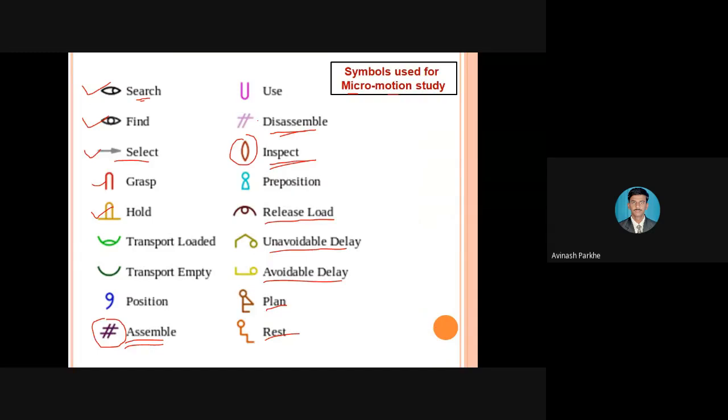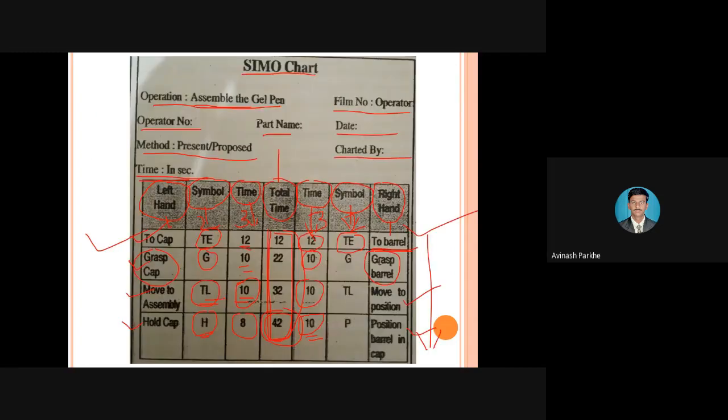In this previous figure, we have these symbols. Whatever movements are taking place are represented here in a symbolic manner. For example, assembly can be represented by TL. Holding can be represented by capital H. To grasp that barrel, it can be represented by capital G. If I am moving to take that barrel, that movement can be represented by capital T. Such symbols are used to represent all the movements in the case of Simo charts.